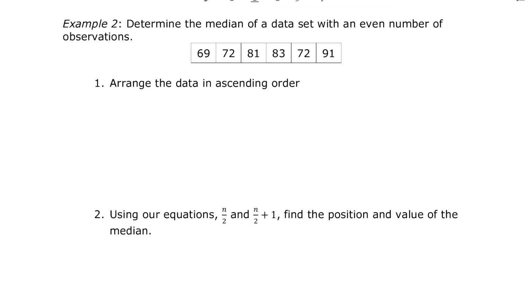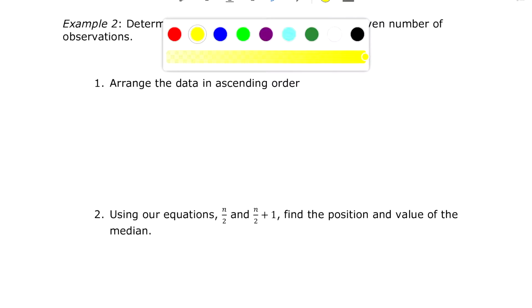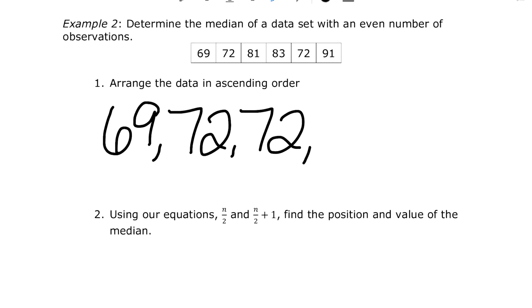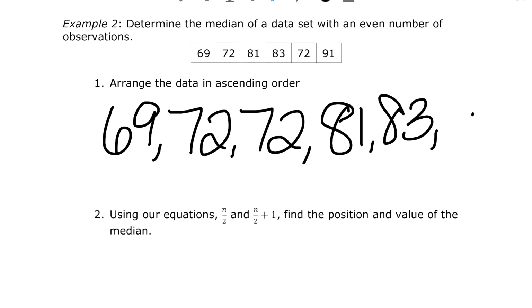So this is our data set from before, but it's just the 6 students. We don't have that 7th student in here right now. So we're going to find the median of these 6 students. The first step, the most important step, put your data in order. So 69, 72, 72, 81, 83, 91. And there is my data set in order.